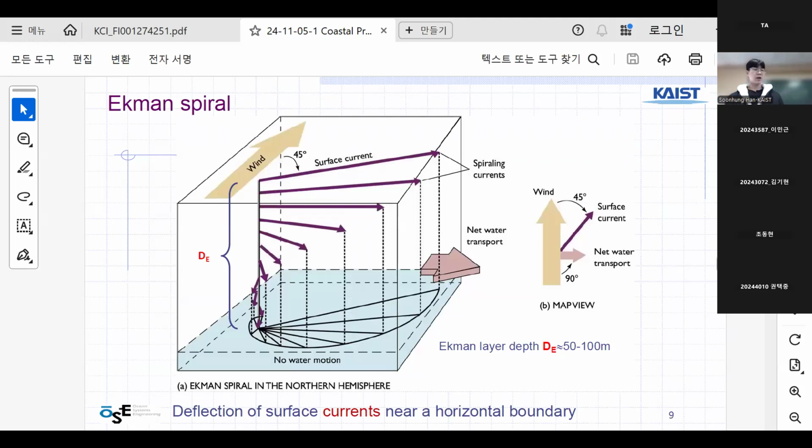This is the Ekman spiral. The Ekman spiral is the bending of the flow of the ocean surface, because of the earth's rotation and wind. So when the depth changes under the sea, the angle of the current changes continuously like this. It is the deflection of surface currents near horizontal boundaries, and the Ekman layer depth is about 50 to 100 meters.